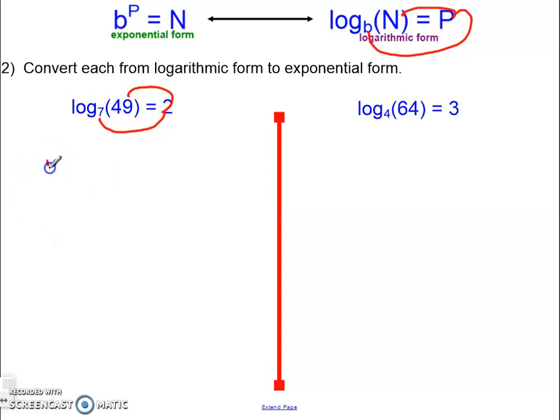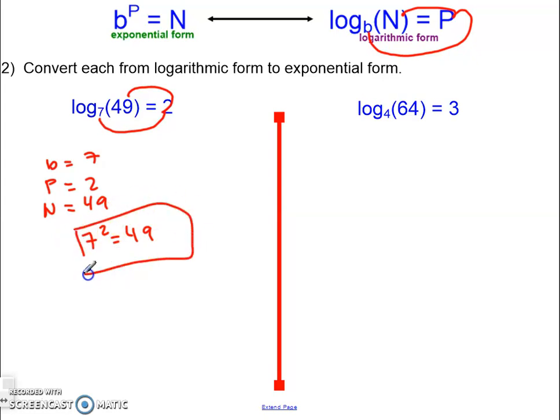With that being said, our base is 7, our power is 2, our number is 49. So if I flow in that manner, in exponential form, it would read 7 to the power of 2 is equal to 49. And done. Same thing on the right. Start at my base, base to my power, power to my answer. Backwards E. So my base is 4, my power is 3, and it's equal to 64.